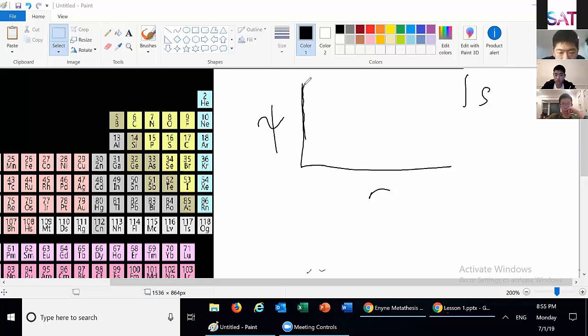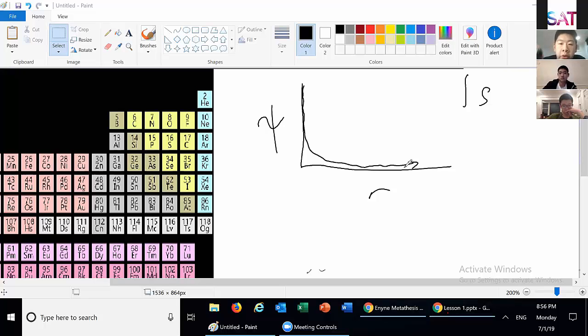For a 1s orbital, we have something that looks like this, right? As you can see, there's no region where the electron density is 0. So the 1s orbital has 0 nodes, right? n minus 1 is 0, so 0 nodes.